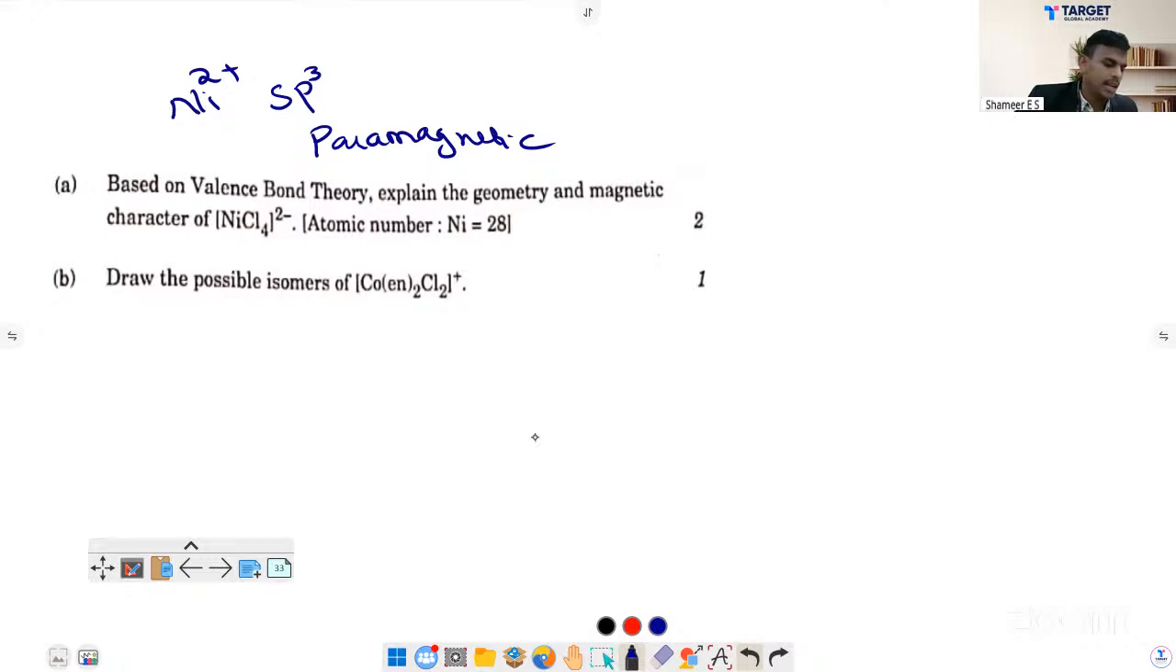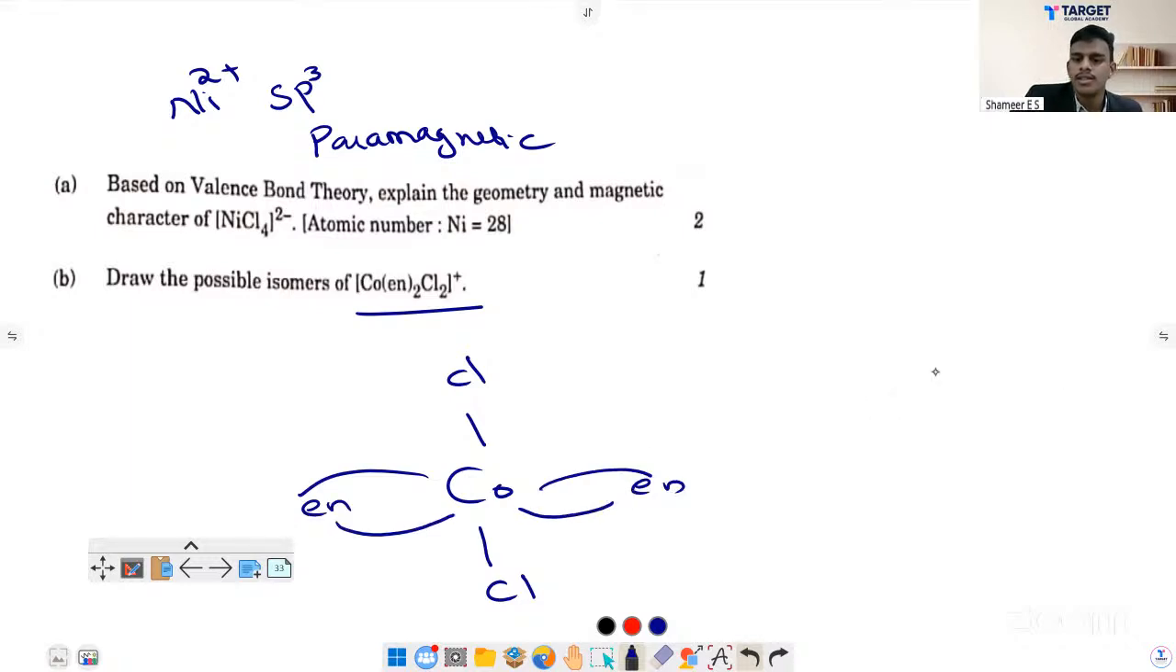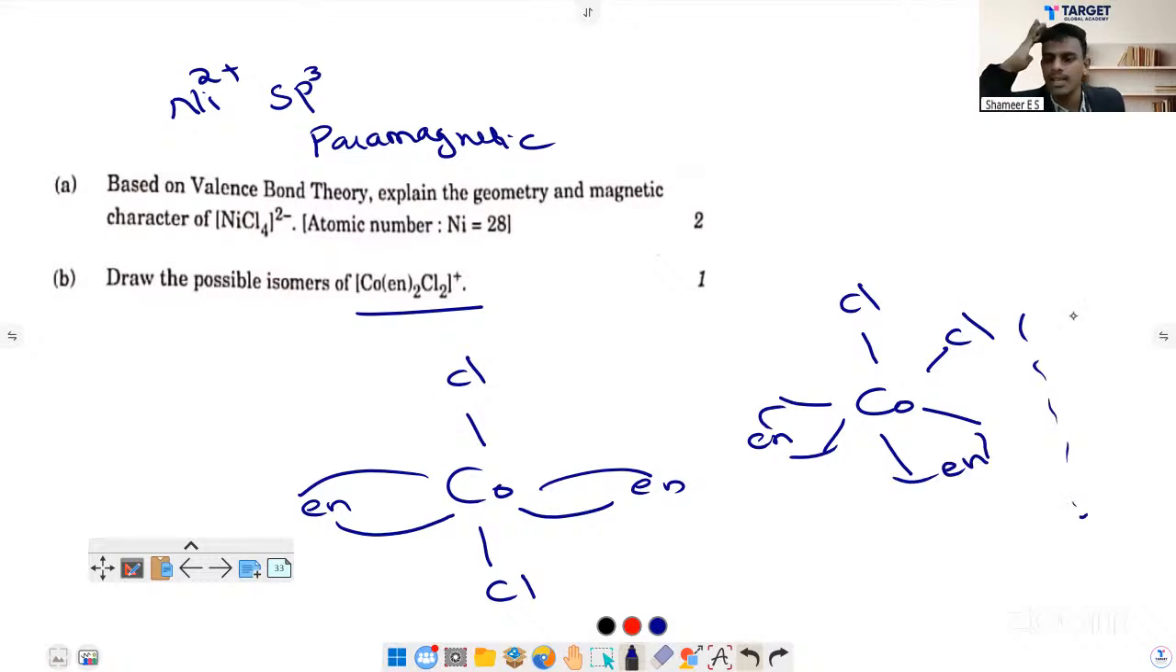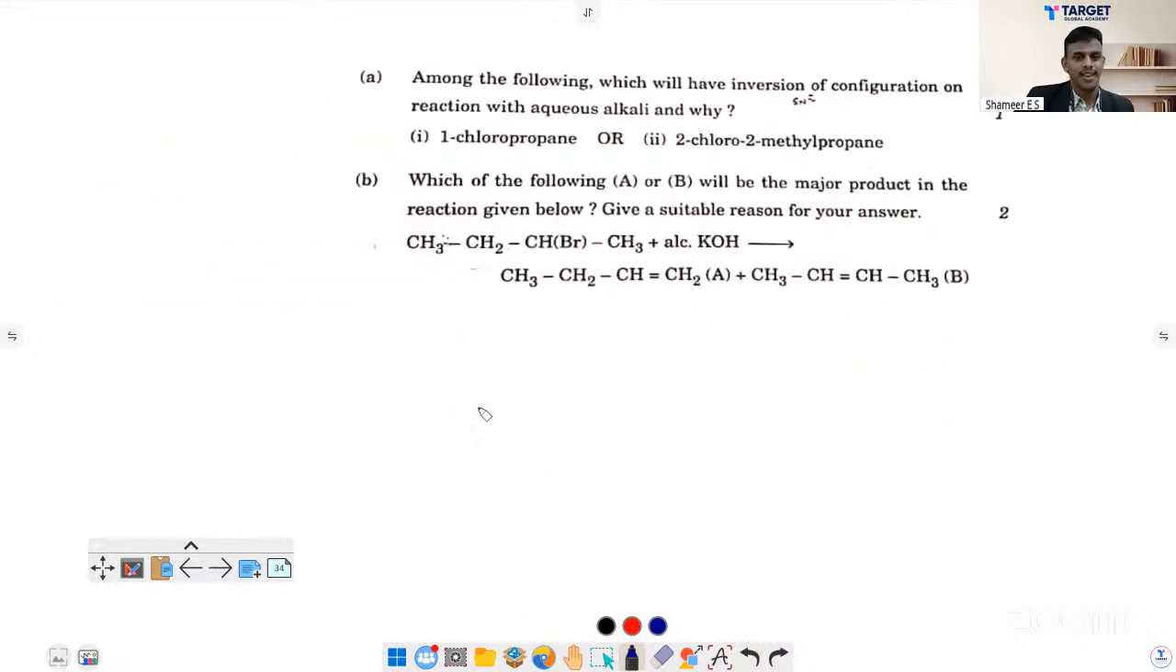Isomers of Co(NH3)2(en)2Cl2. So you know, geometrical isomers are possible. Cis and trans you can draw. This is trans. This is cis. Optical isomers are also possible. The mirror image of this one will be an optical isomer. There is no plane of symmetry. Next. Next question.